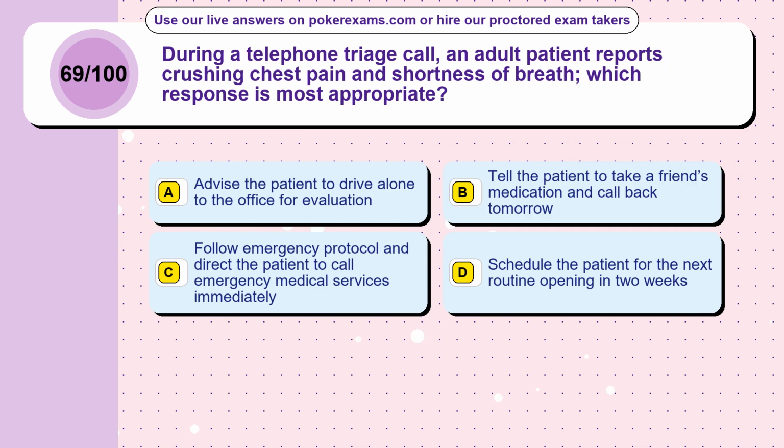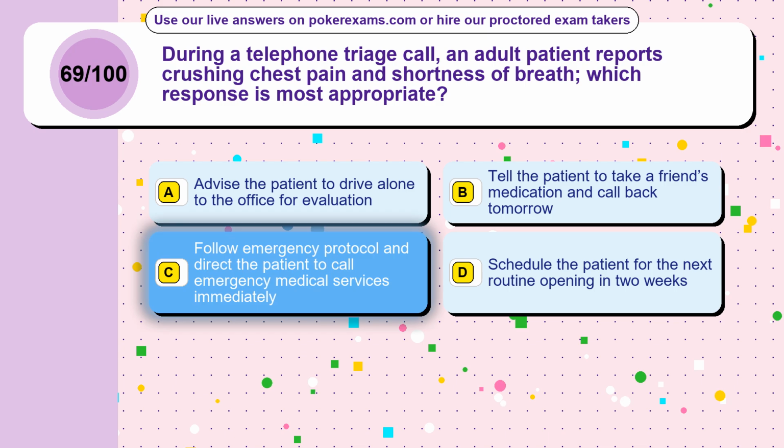Question 69. During a telephone triage call, an adult patient reports crushing chest pain and shortness of breath. Which response is most appropriate? Option A, advise the patient to drive alone to the office for evaluation. Option B, tell the patient to take a friend's medication and call back tomorrow. Option C, follow emergency protocol and direct the patient to call emergency medical services immediately. Option D, schedule the patient for the next routine opening in 2 weeks.